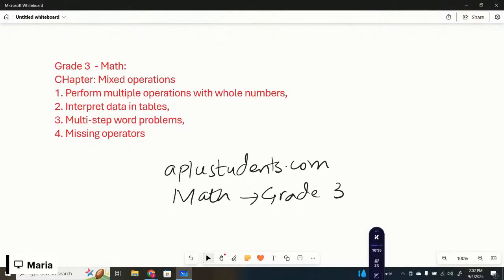We're going to start with the chapter mixed operations. The lessons we're going to cover today are perform multiple operations with whole numbers, interpret data in tables, multi-step word problems, and missing operators. So please make sure you have your notebook and pencil so that you can note down the important examples and definitions as well.